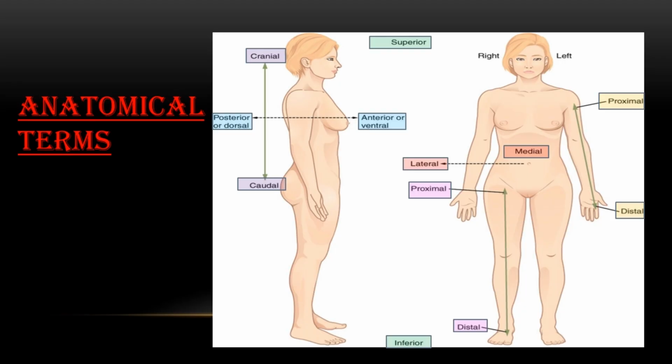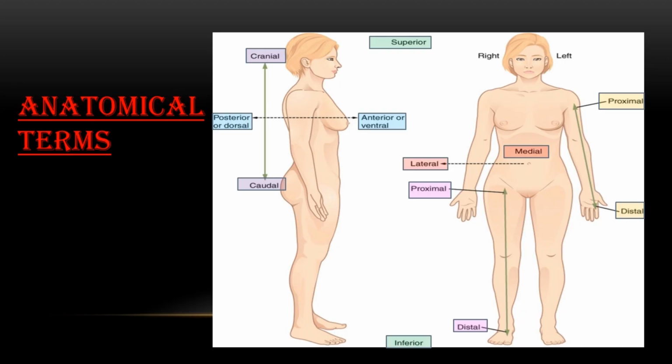Next, we have superior and inferior, which describe the structures on the vertical axis. The superior is towards the top, and the inferior is towards the bottom. So, for example, the face is superior to chest, and knees are inferior to chest.